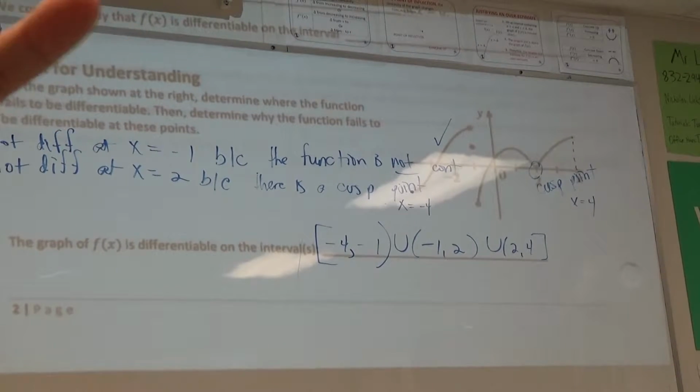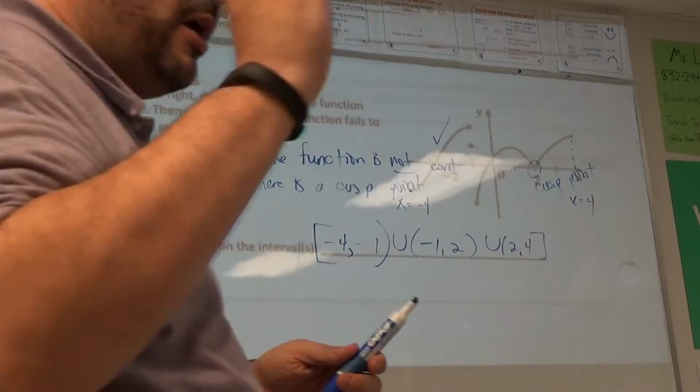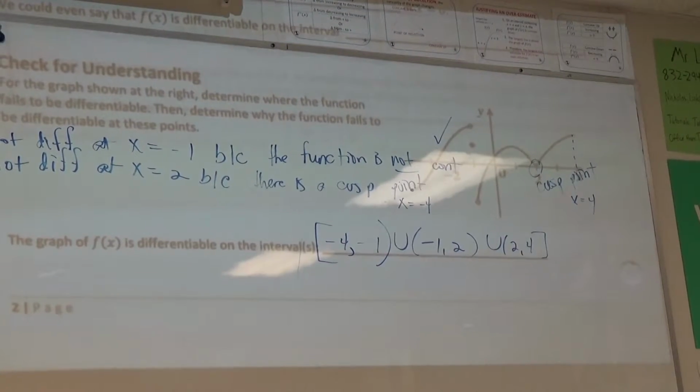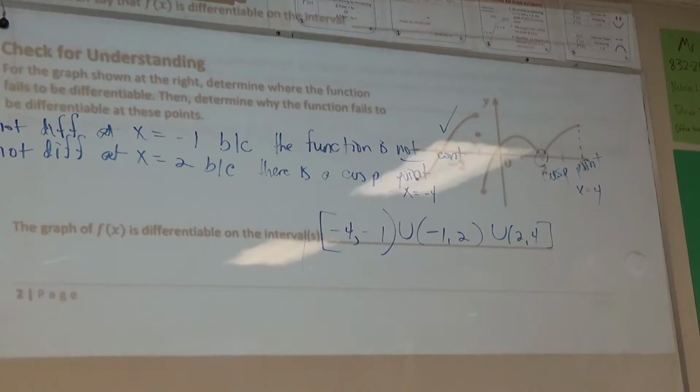Everybody okay? All right, so there's partner practice on the next page. There's 3 functions. I want you to tell me in all 3 cases where the function is not differentiable and why the function is not differentiable. I want to see the words.